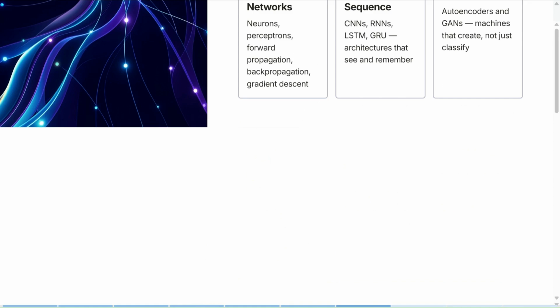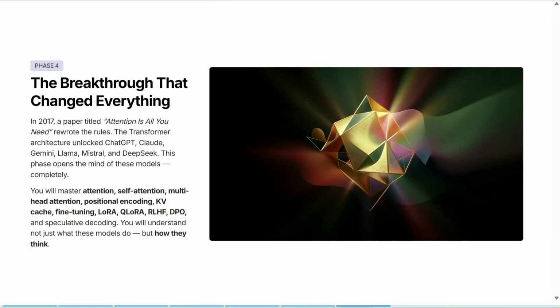In phase 4, this is the phase with the breakthrough that changed everything. In 2017, a paper titled "Attention is All You Need" rewrote the rules. The transformer architecture unlocked ChatGPT, Claude, Gemini, Llama, Mistral, and DeepSeek. This phase opens the mind of these models completely, and you will master attention, self-attention, multi-head attention, positional encoding, KV cache, fine-tuning, LoRA, QLoRA, RLHF, DPO, and speculative decoding. You will understand not just what these models do, but how these models think.